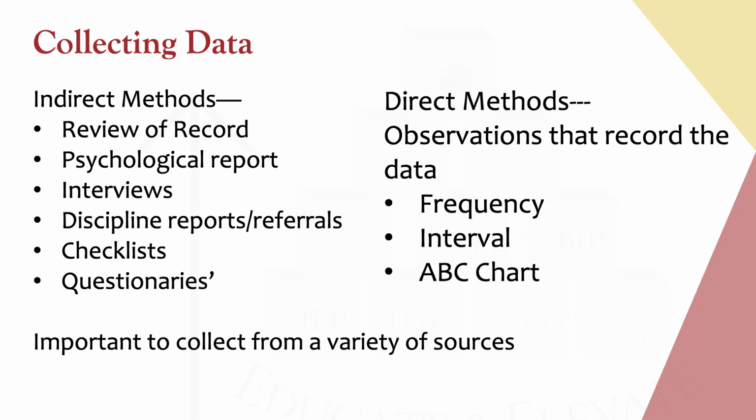As discussed in last month's Educate and Elevate session, there are two forms of behavior data, direct and indirect. Indirect methods include reviewing records and past psychological reports. Additionally, pulling all past discipline reports and referrals is very valuable information, as it assists in determining patterns of behavior. Checklists, questionnaires, and interviews are other forms of indirect data collection. Direct methods of data collection are pulled from observations of the student's behavior. It is important to collect data from a variety of sources, as you would never want to use a single piece of data.